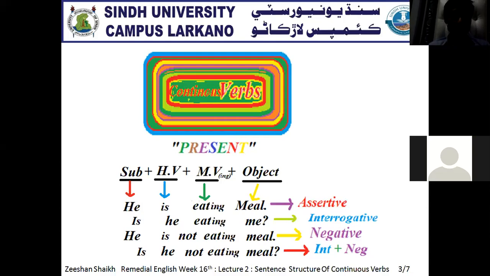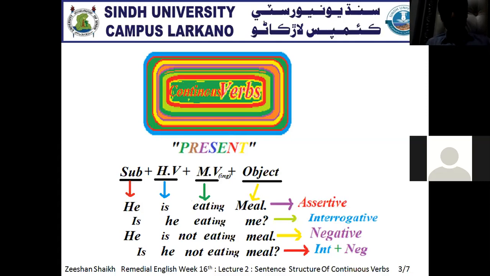Now, he is eating what? He is eating the meal. Now, what is meal? Meal is the object here. So that becomes an assertive sentence, which we call the positive sentence, or you can say the affirmative sentence.